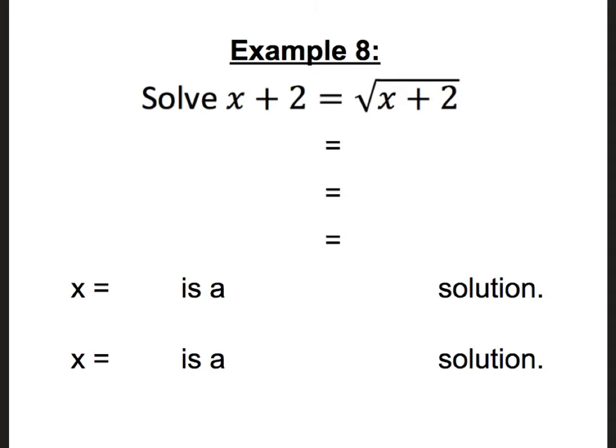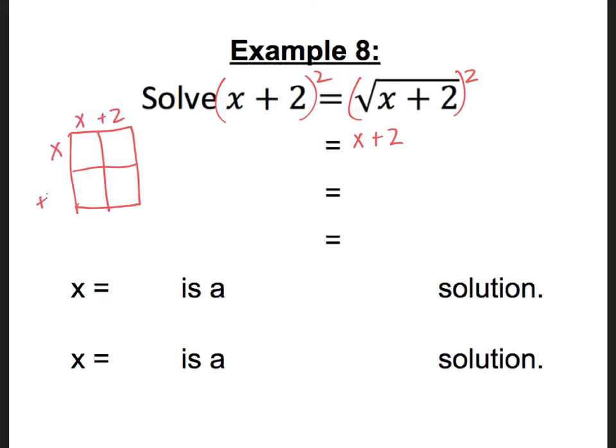All right, so we have x plus 2 equals the square root of x plus 2. Again, my square root's alone, so we're going to square both sides. On the right side, that just cancels out my square root, so we know we have x plus 2. On the left side, we're going to go ahead and do the box method. Again, we're doing x plus 2 times x plus 2.